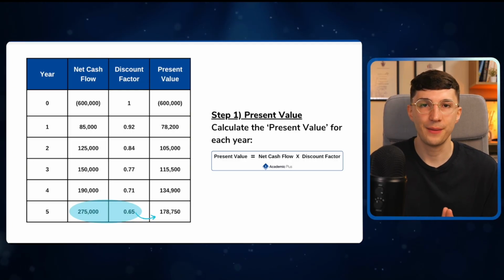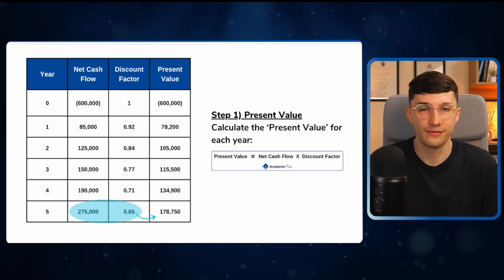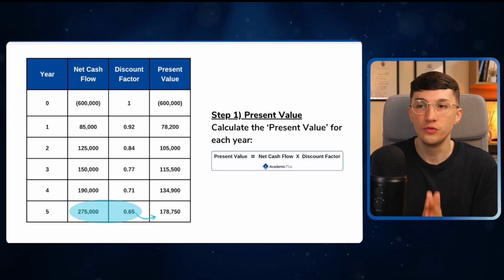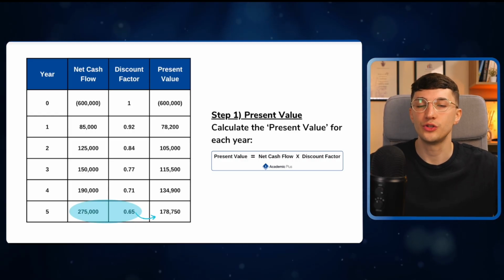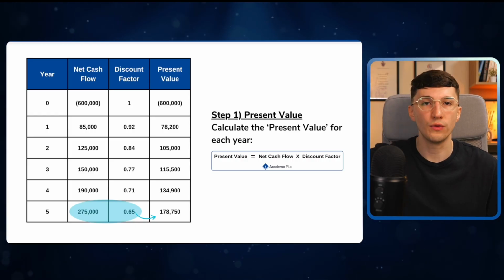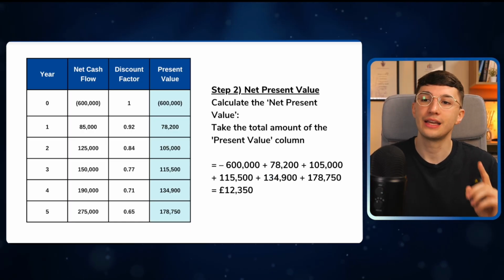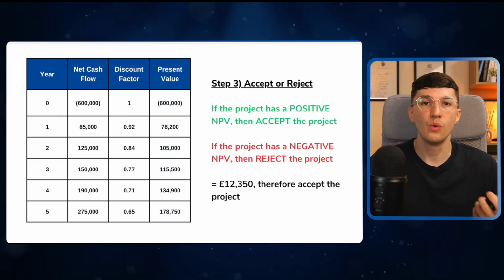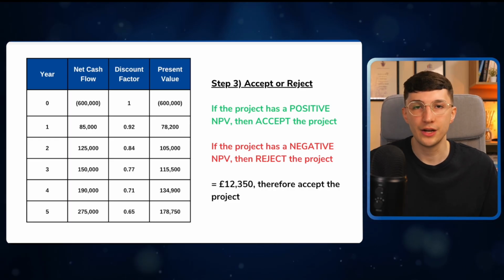So just to reiterate my point, in year 5, we're recording a net cash flow of £275,000. But in today's world, that is only worth £178,750. Now remember, it's called the net present value. So all you need to do is cast a net over all of those values and add them together. So we add that entire column together to get my net present value of £12,350.